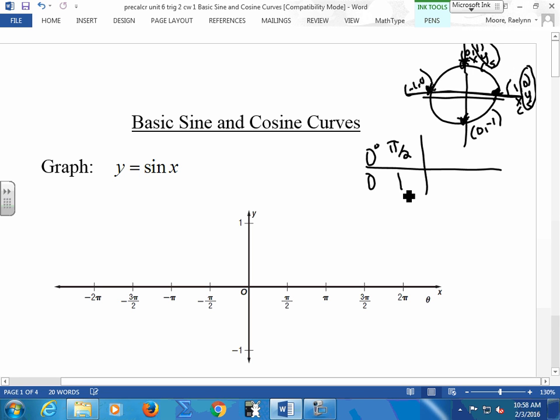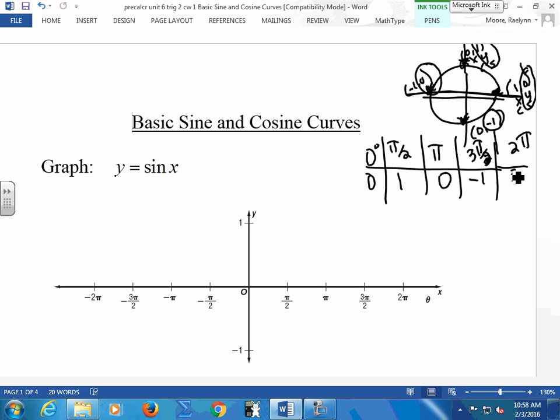1. At the 180 degrees, what's my sine? 0. At the 3 pi over 2, at the 270, what's my sine? And back to 2 pi, full circle, what's my sine? 0. This is the pattern that we use for sine.